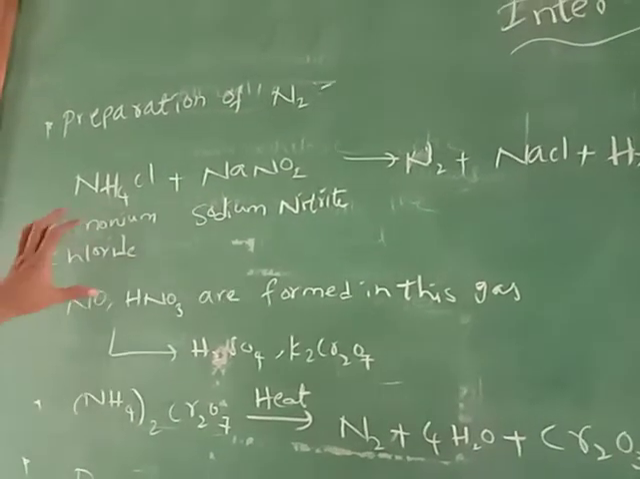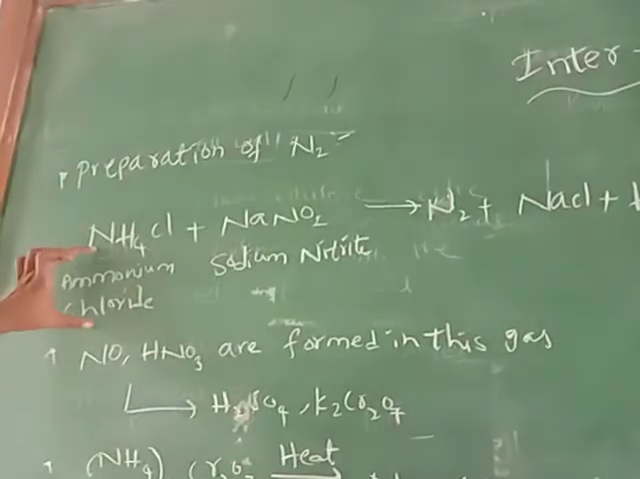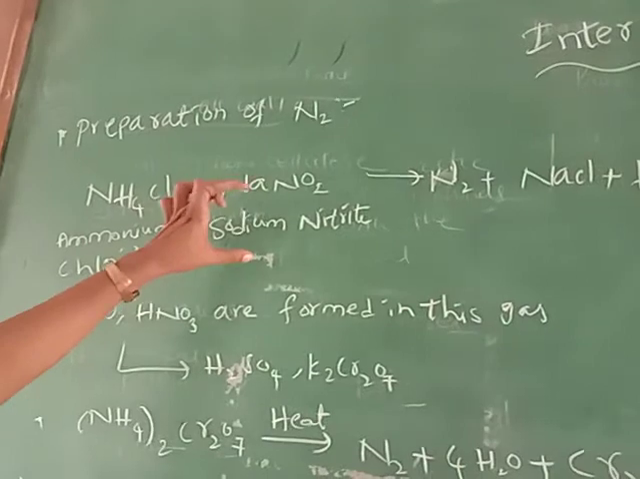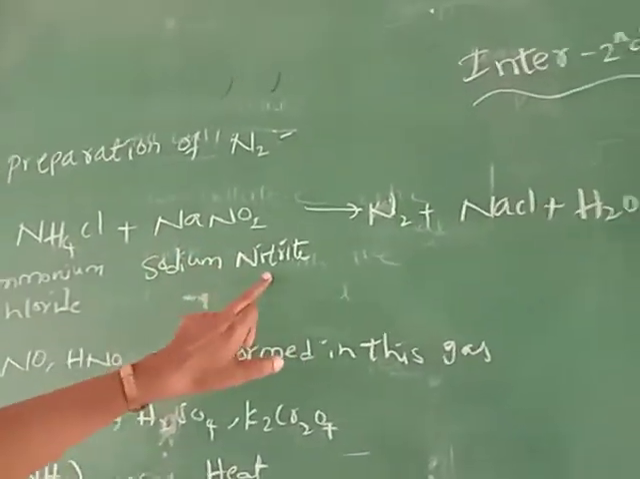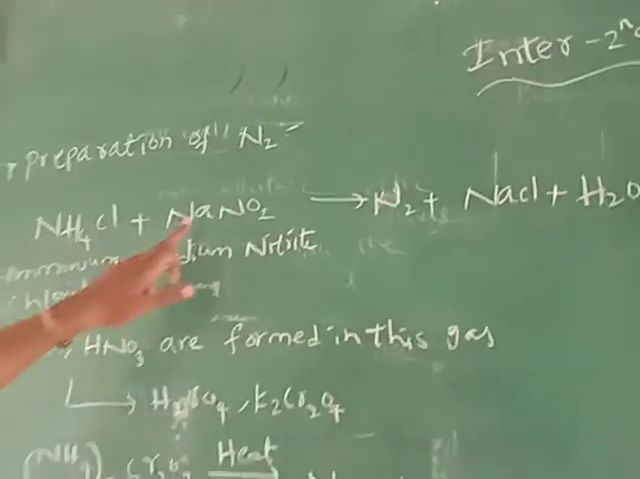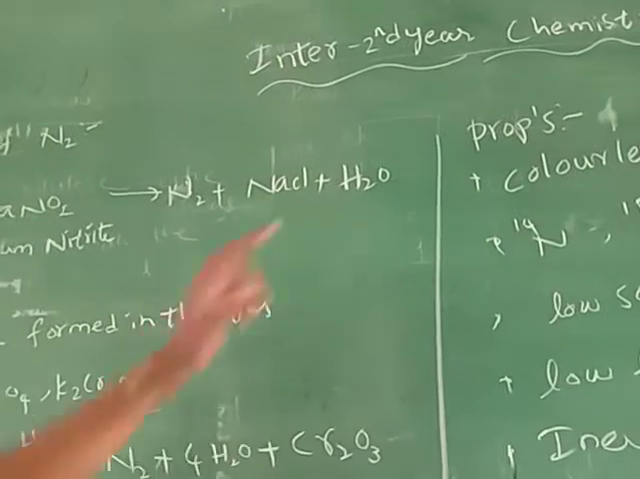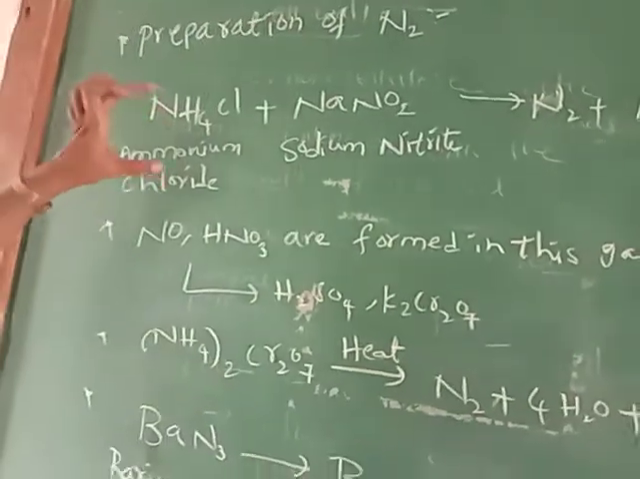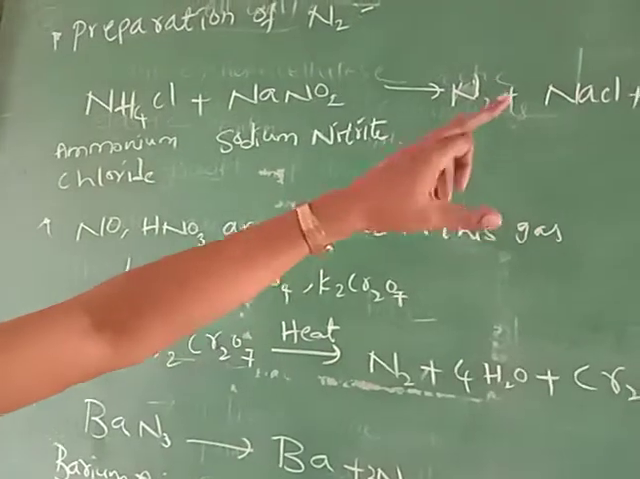First, in the laboratory, dinitrogen gas is prepared from ammonium chloride. This ammonium chloride reacts with sodium nitrite, NaNO2. So we call it nitrite. Ammonium chloride reacts with sodium nitrite and gives dinitrogen, sodium chloride and water. All of you note down this reaction.